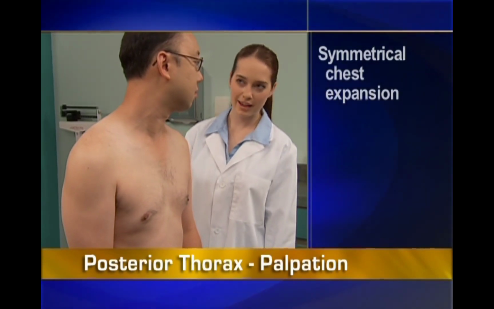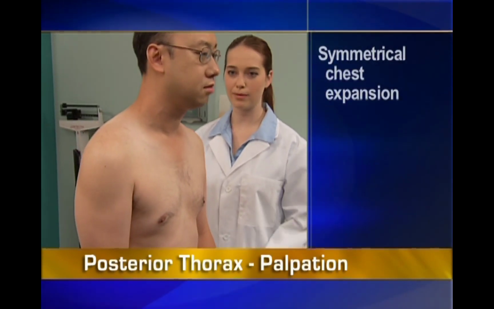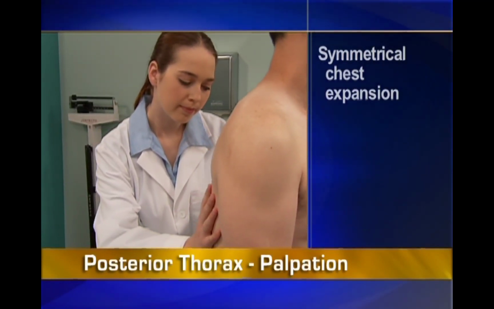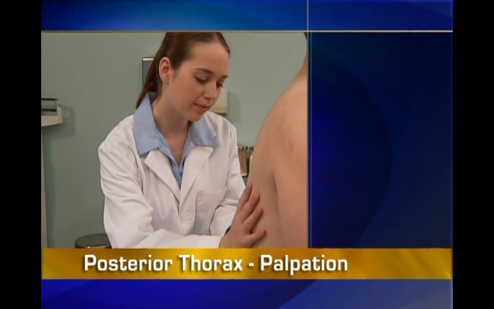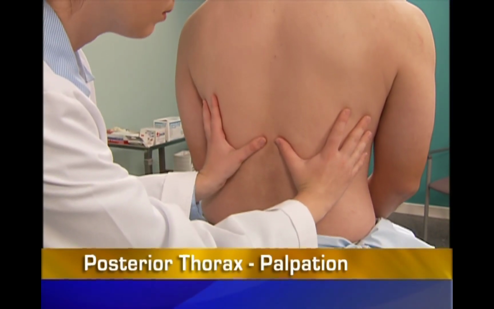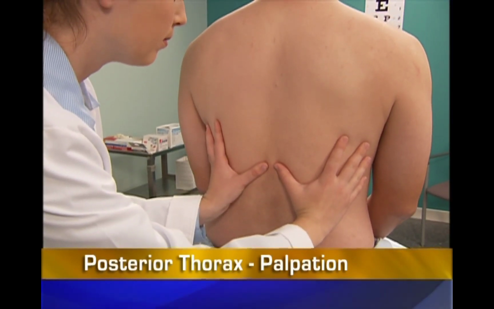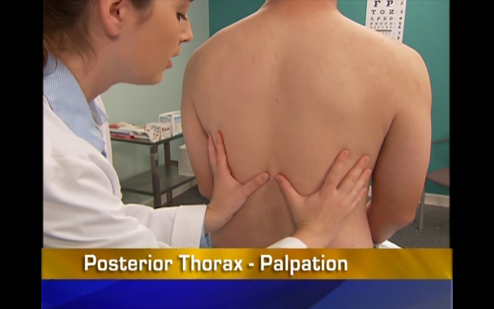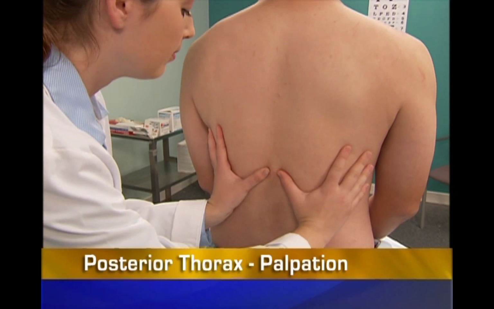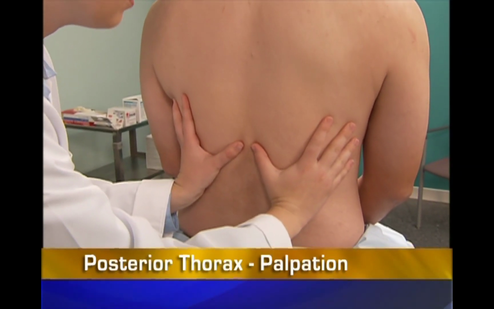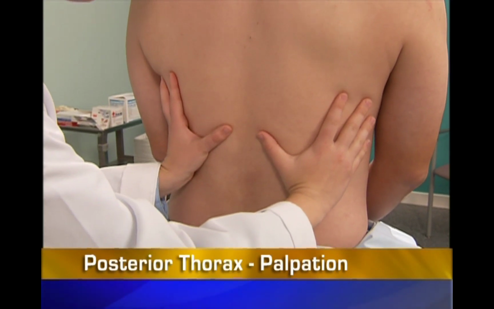Okay, now I'm going to place my hands on your back and have you breathe normally for me. Begin palpating the posterior thorax by confirming symmetrical chest expansion. Place your hands on the posterolateral chest wall, with your thumbs at T9 or T10. Slide your hands toward each other to pinch up a small fold of skin. Take a deep breath for me. Ask the person to take a deep breath. As he inhales, your thumbs should move apart symmetrically.